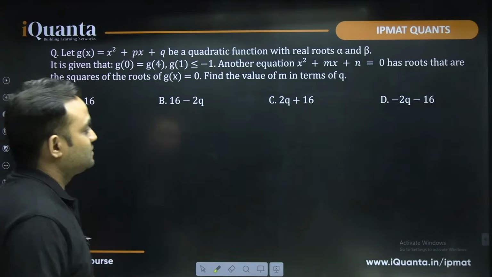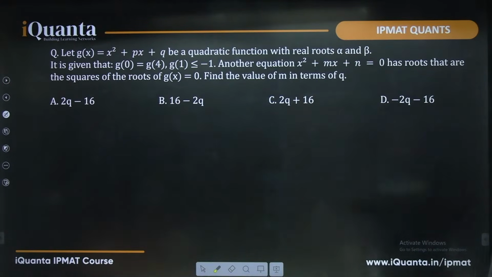So let's try the next one. A question from Quadratic. You already got the correct answer, right?